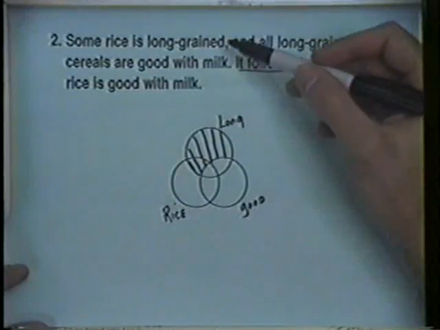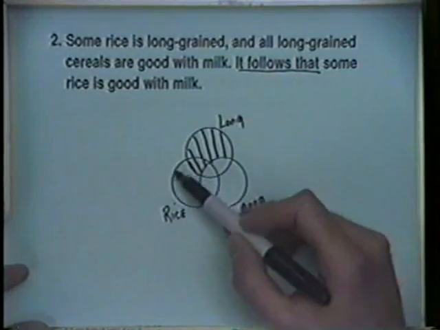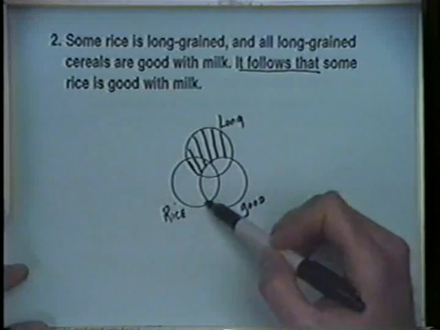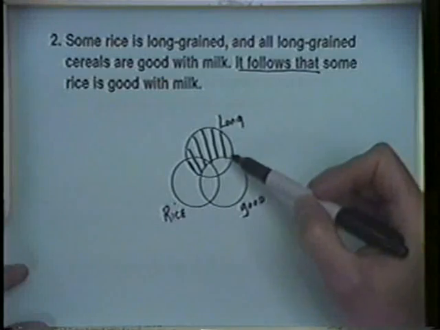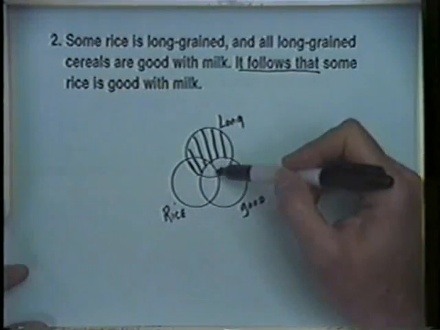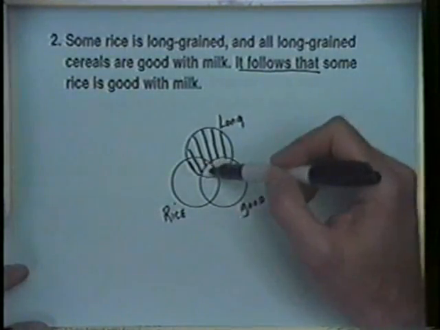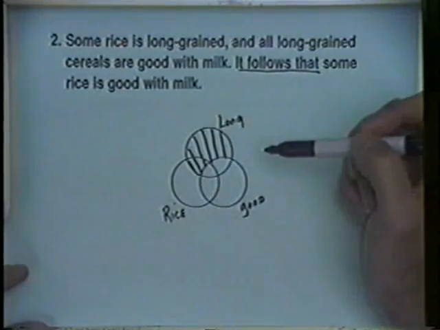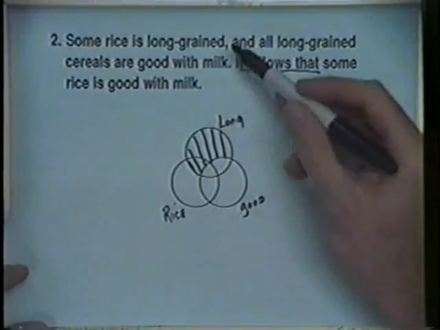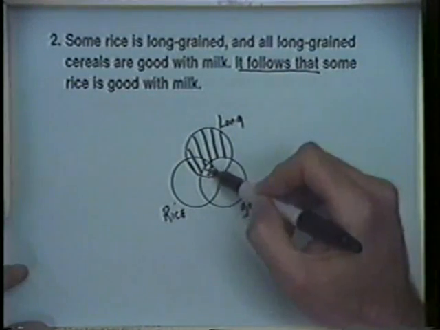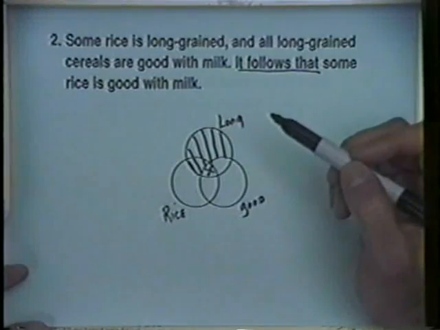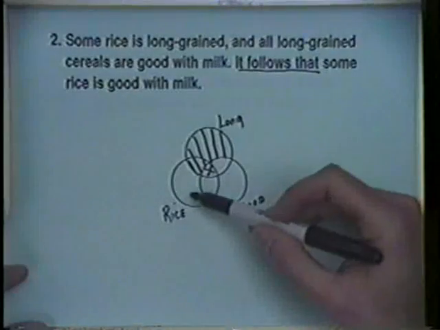Some rice is long-grained is saying that something which is left in this circle also is in the long-grained circle. Well, the two parts of the intersection here that are possible is this one and that one. This one already has been shaded out. So in order to graph the first premise, we would need to place an X right in the middle area. This says there exists at least one thing, that's what the X indicates, there exists this one thing which is both rice and long-grained.